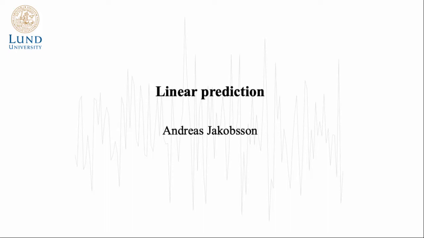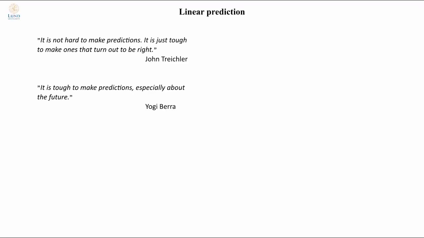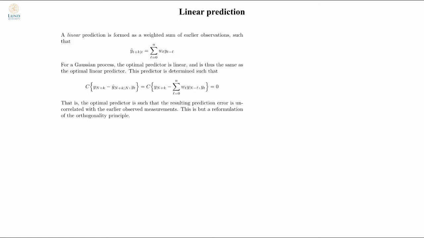This lecture deals with linear prediction. I think these two quotations sum up the problem pretty well. It is not hard to predict the future, the problem is to do it well. A linear prediction is formed as a weighted sum of earlier observations. You basically combine n earlier measurements and form your prediction using those.